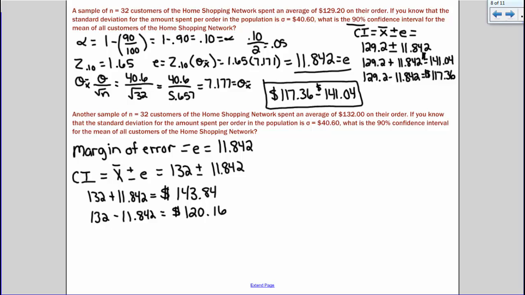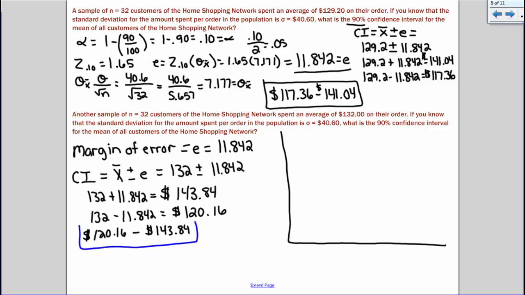So based on this sample mean, we are 90% confident that the true population mean of spending per home shopping network customer is between $120.16 and $143.84. So I'm going to go ahead and redraw my distribution, and I'm going to mark this in blue.